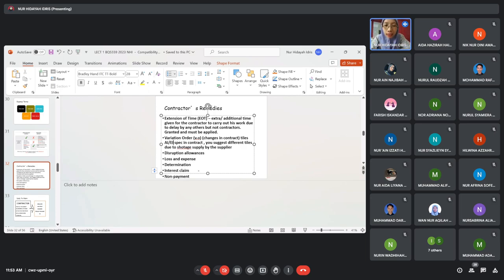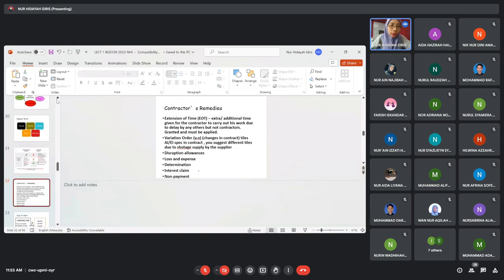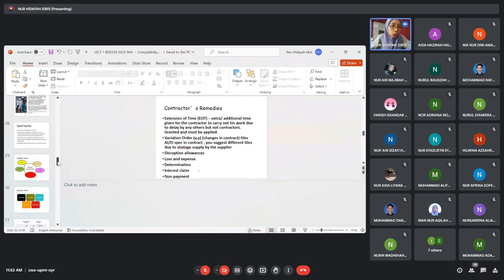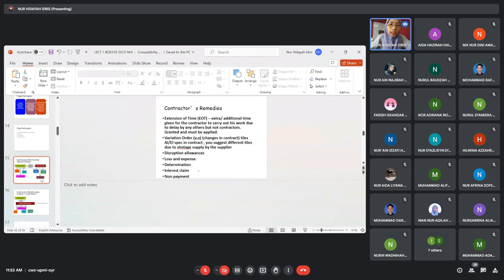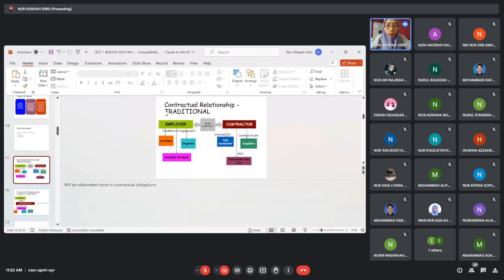Kalau ada changes, okay, dari team consultant, team architect yang semuanya tadi kalau kita tengok dekat kita punya matrix itu, kalau ada changes daripada this team, akan keluar variation order. Tapi kalau ada changes daripada this team, VO tak dapat, takkan dikeluarkan. Kenapa? That's your fault. Okay, you settle your own problem. So kita takkan bayar you, you buat sendiri, you cover cost you sendiri.